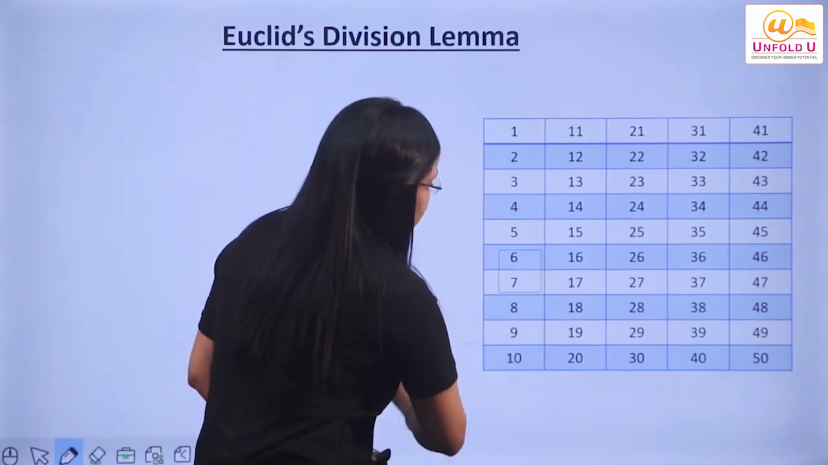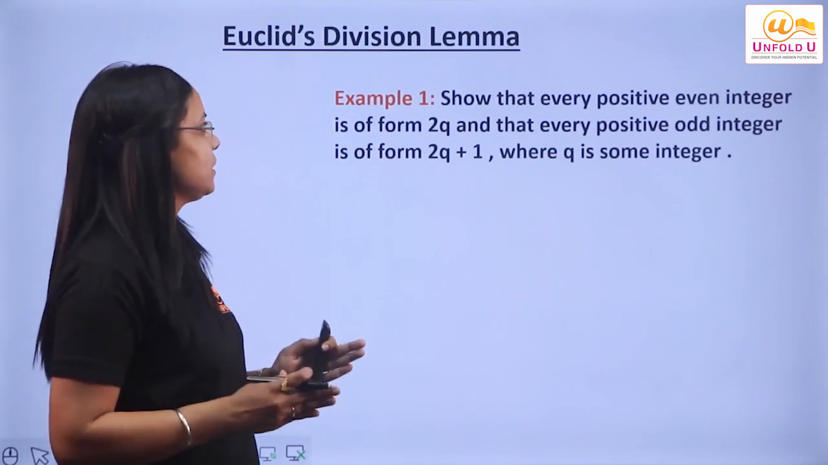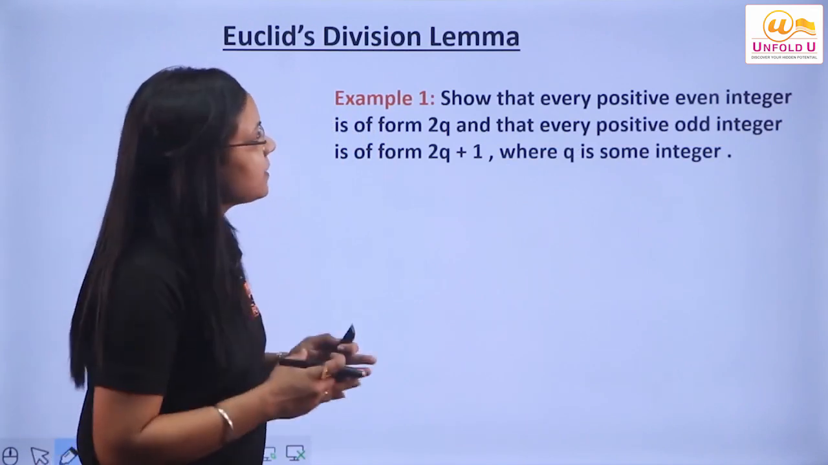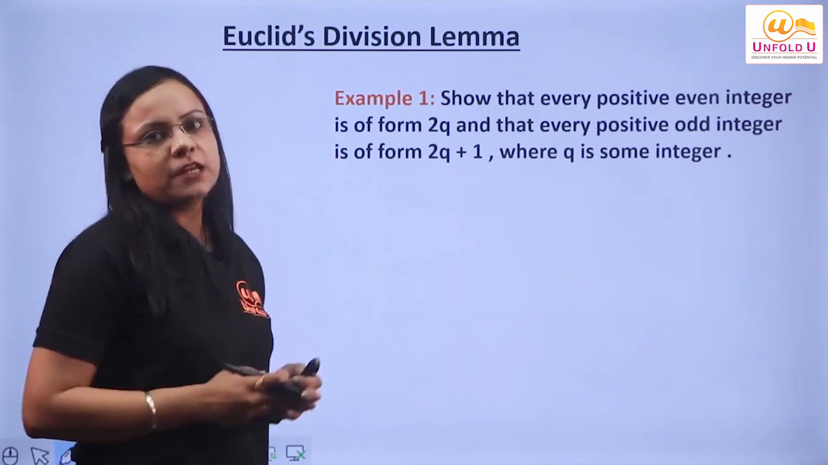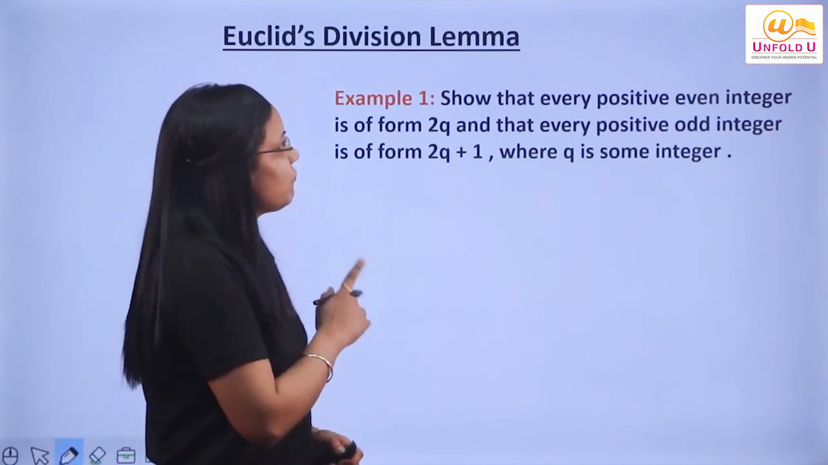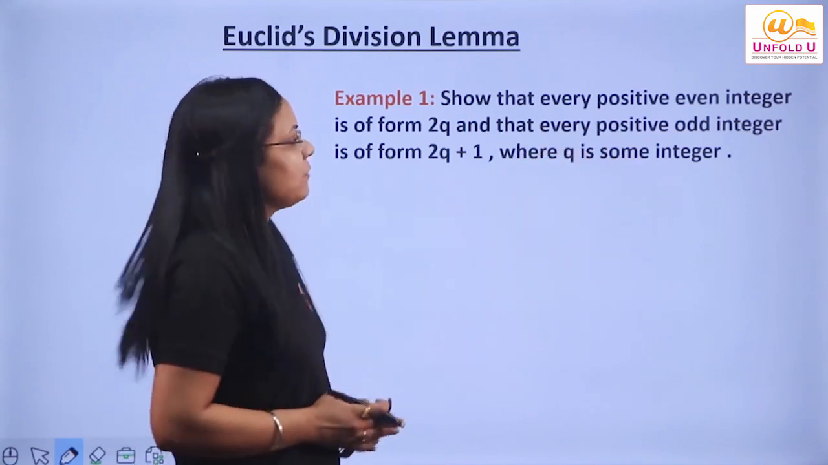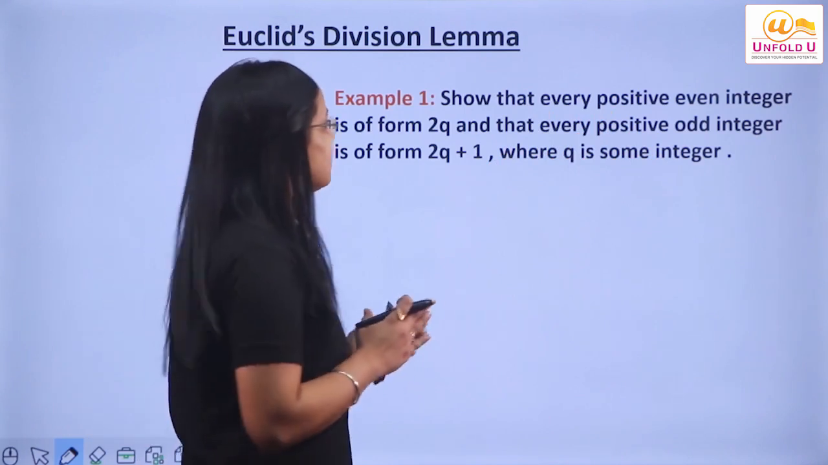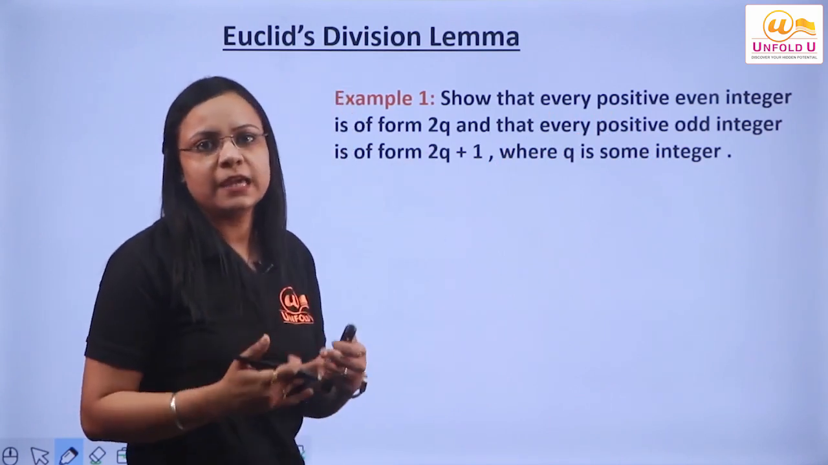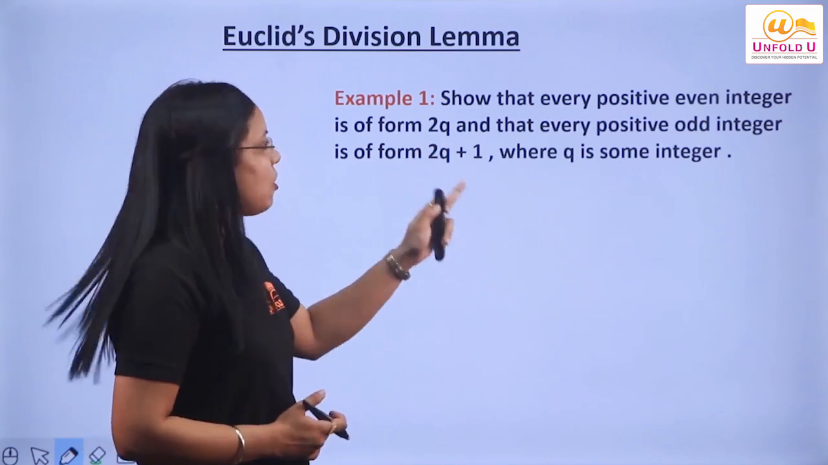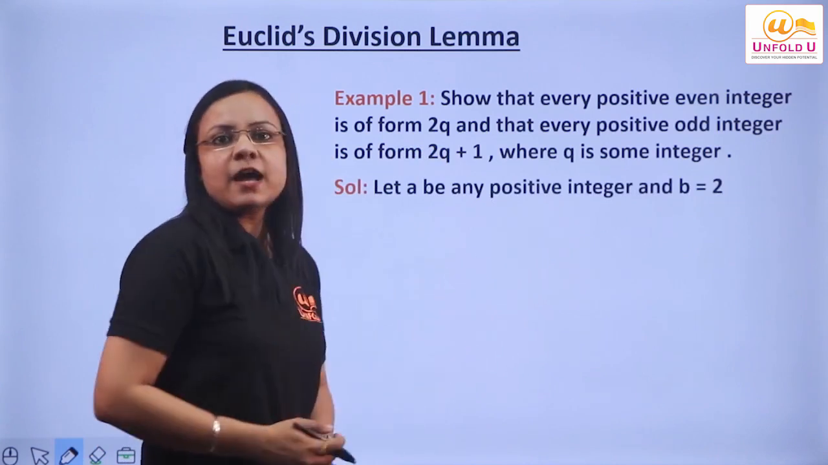Now the next we have is example 1, which is show that every positive even integer is of the form 2q and every positive odd integer is of the form 2q plus 1 for any integer q. So for this, the first step is let a be any positive integer. And what will be the value of b? The value of b will be 2. Why? Because we want to express a in the form of 2q or 2q plus 1. So we have let a be any positive integer and b is 2.